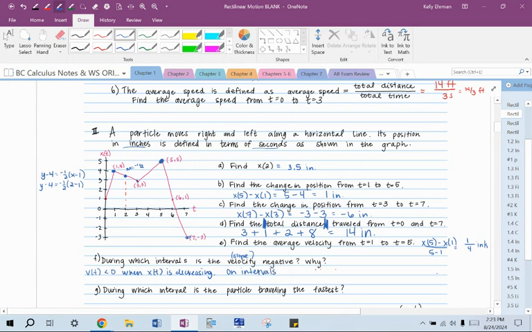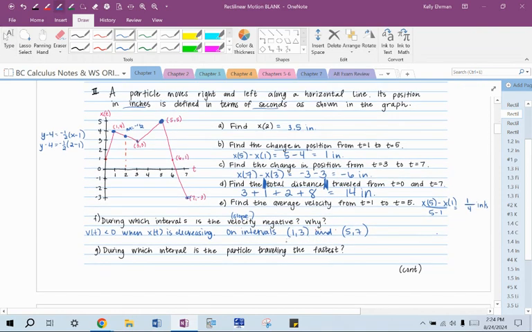So that happens on 2 intervals: on the intervals 1 to 3 and 5 to 7. If you're going to use interval notation, it's a good idea to write the word intervals before this and this so they don't look like just ordered pairs. Or you could say 1 less than t less than 3, 5 less than t less than 7.